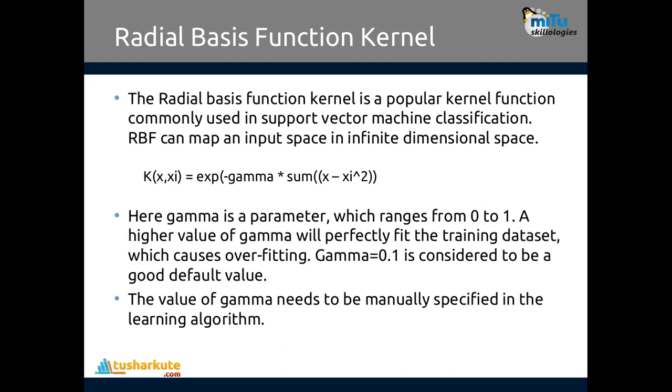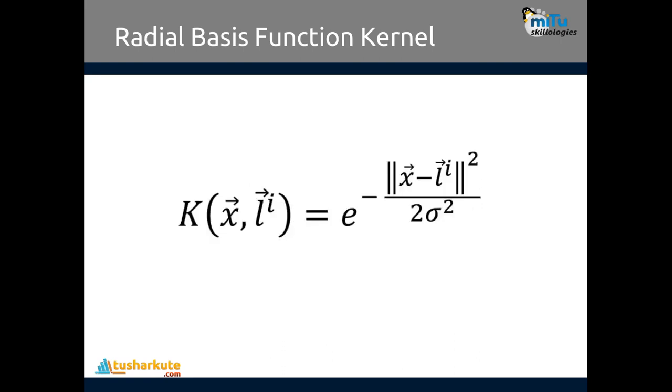Here gamma is a parameter which ranges from 0 to 1. A higher value of gamma will perfectly fit the training data set, which causes overfitting. Gamma 0.1 is considered a good default value, and the value of gamma needs to be manually specified in the learning algorithm. Now this seems complicated. Let's simplify it with the help of graphs and diagrams. Okay, this is my function, which I put into mathematical format now, not in statement format. So the center point and the original data point to be classified, their distance we are calculating by this particular formula where gamma is present. That gamma value can be anything, default.